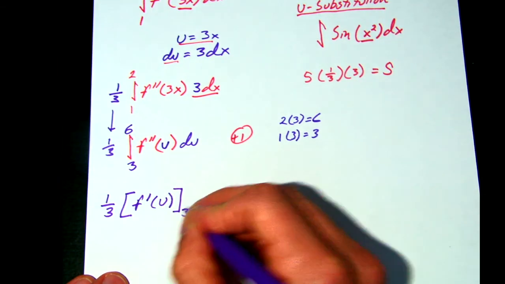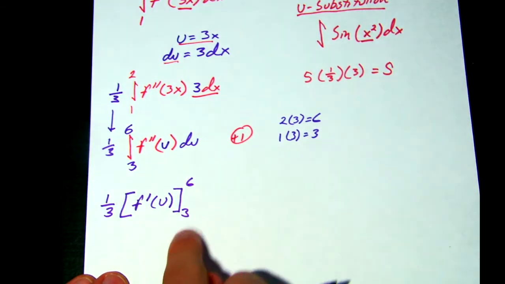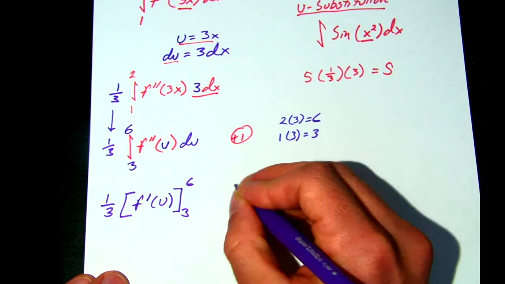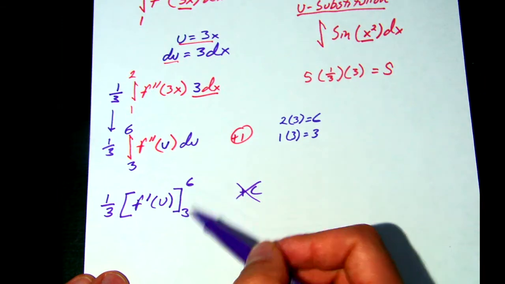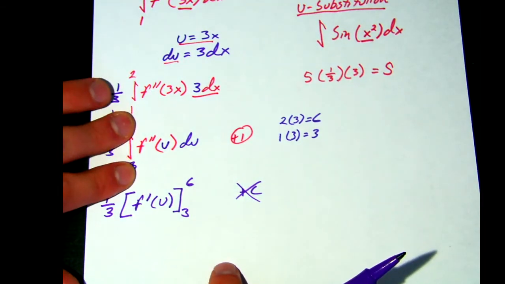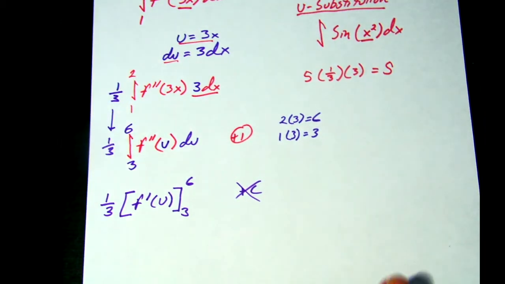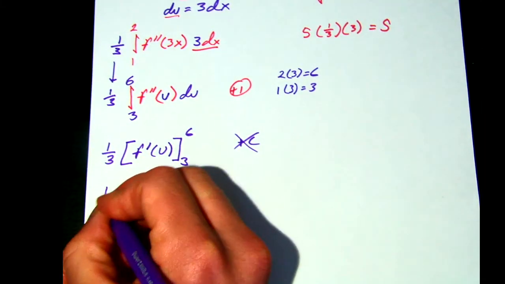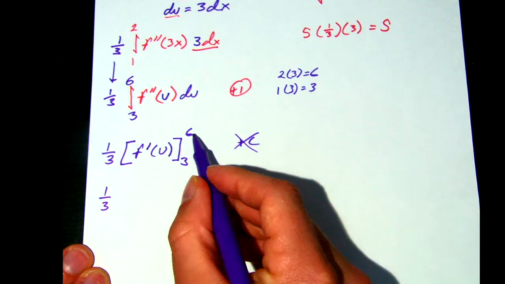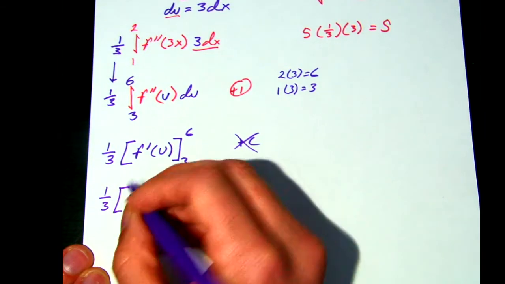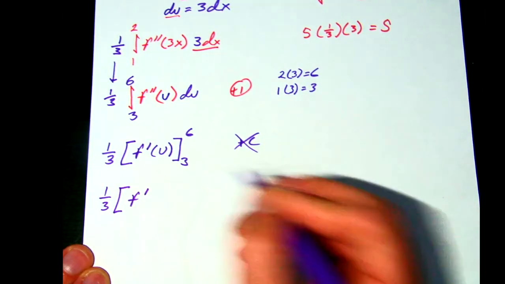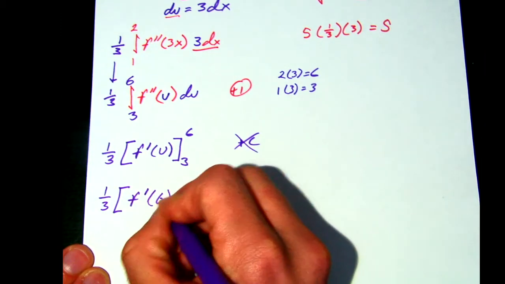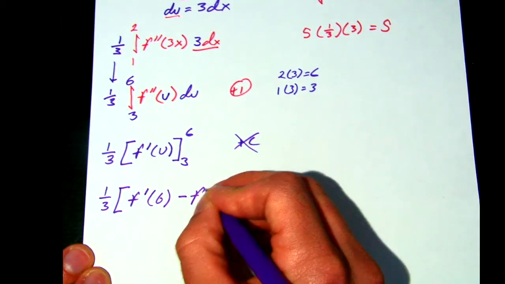from 3 to 6. They put these at the end because we're going to plug them in here in a second. You don't need a plus c here because we have endpoints. If they did this problem without the endpoints, you would need a plus c. And this is the fundamental theorem of calculus. I'm going to do top minus bottom. So it's just 1/3 multiplied by f prime of 6 minus f prime of 3.